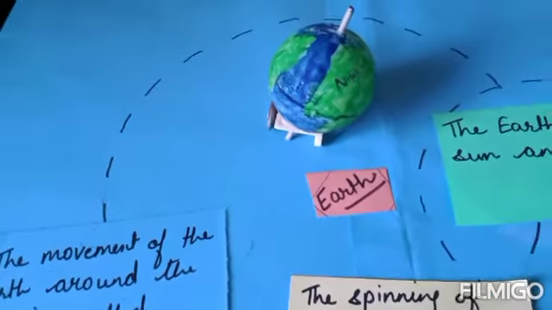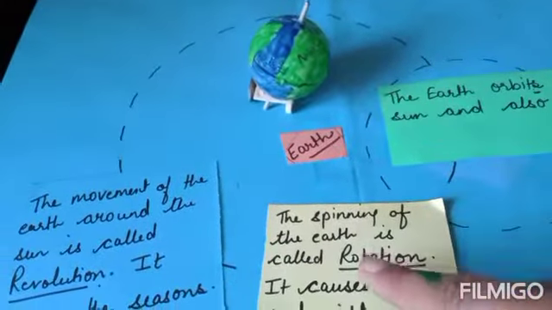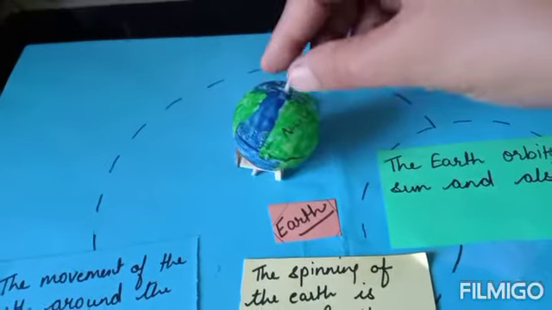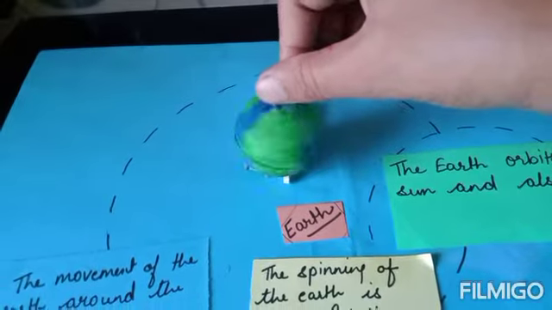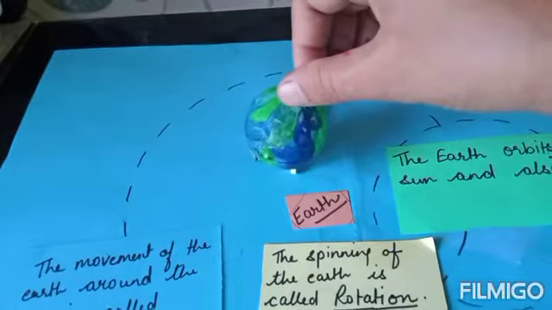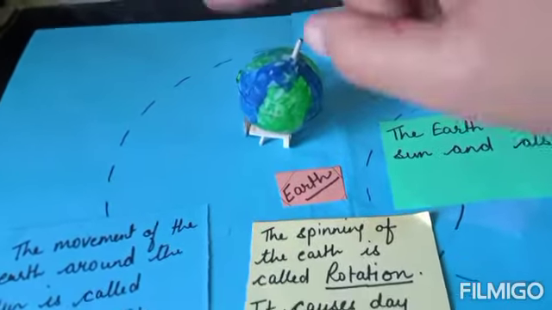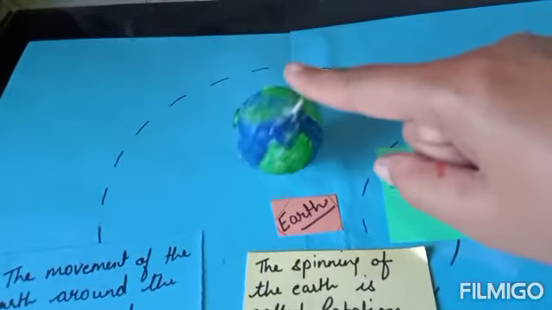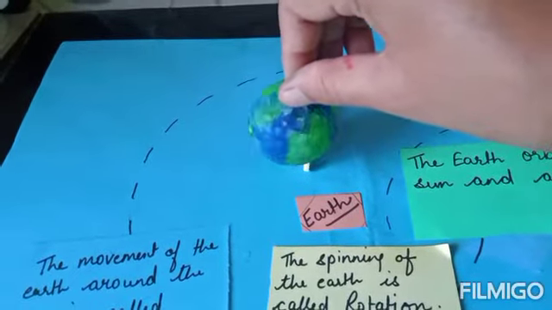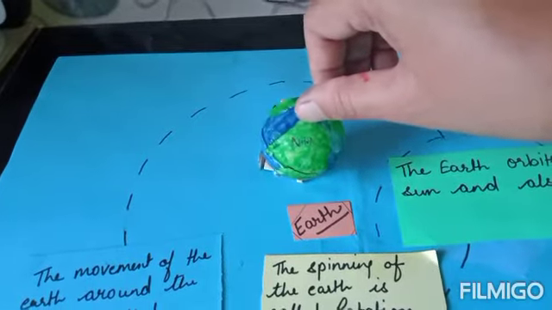Now as I already said, the earth spins on its own axis, and the spinning of the earth is called rotation. So the earth completes one rotation like this. And what happens when the earth causes this rotation? The days and the nights are formed. And how long does the earth take to complete one rotation? It takes 24 hours. So the earth spins on its own axis and takes 24 hours to complete one rotation, and this causes day and night.